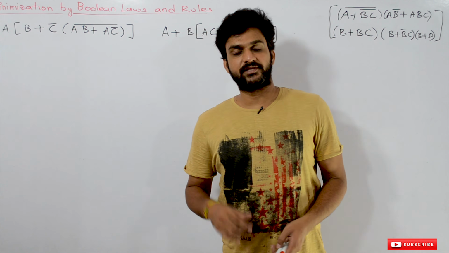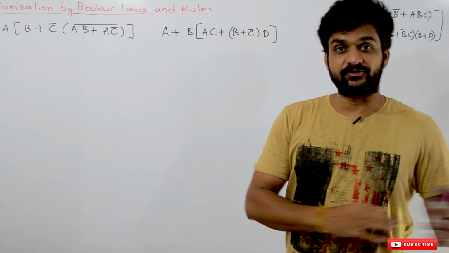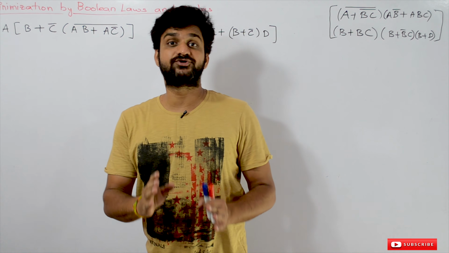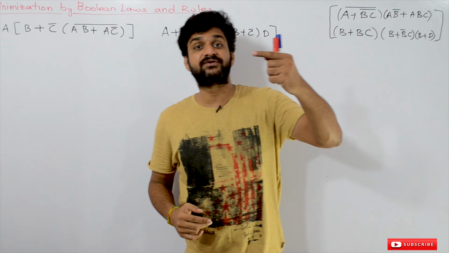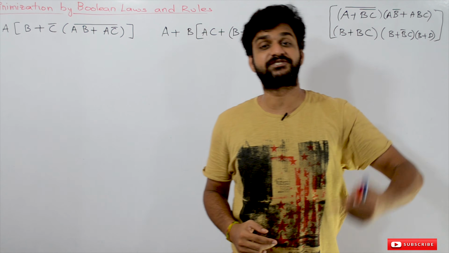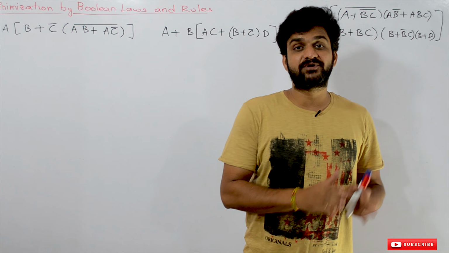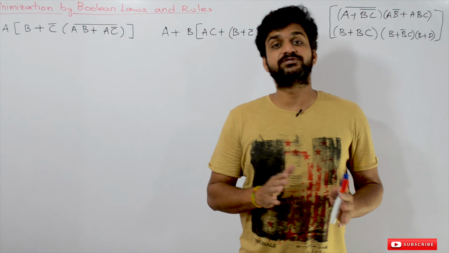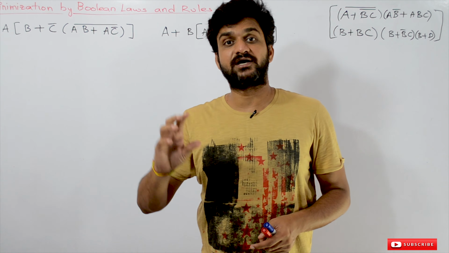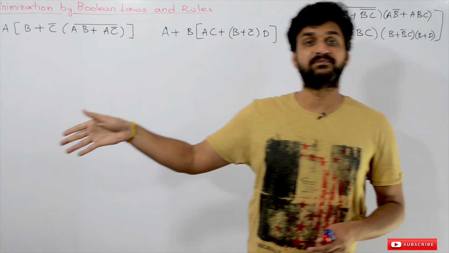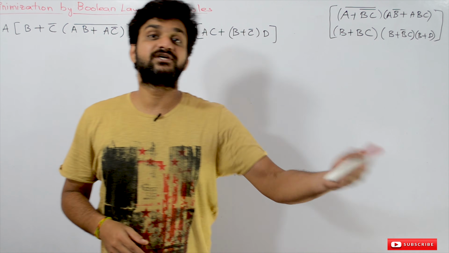I am Vikram. In this class, we'll try to understand minimization by Boolean laws and rules. In our previous class, we had an introduction to minimization. There we discussed that we can minimize the given Boolean algebraic expression in two ways. One way is minimization by Boolean algebra rules and laws, and the other is minimization by Karnaugh map or K-map. We clearly discussed what minimization means, why we need to do it, and the different ways to do it.